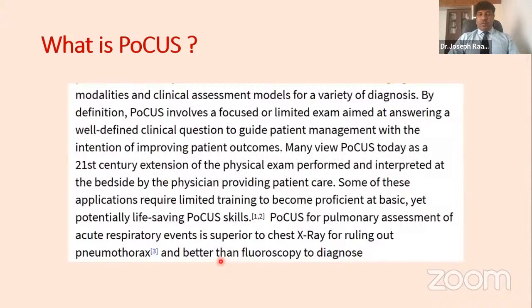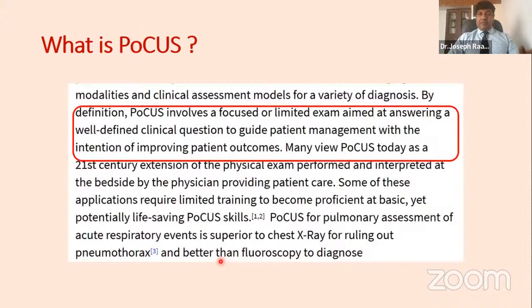To start with, what do you mean by focus? That is point of care ultrasound. We have been listening to this word for the last 1 or 2 decades. Basically, it means that by utilizing ultrasound, we perform a limited examination for a well-defined clinical question. That's the most important part. This question should be well-defined, to guide patient management with the intention of improving patient outcome.